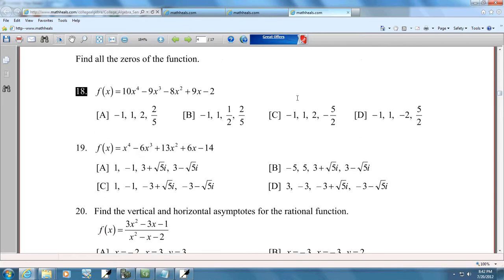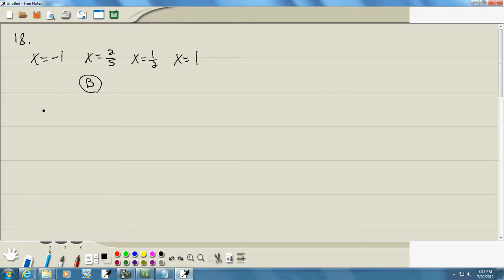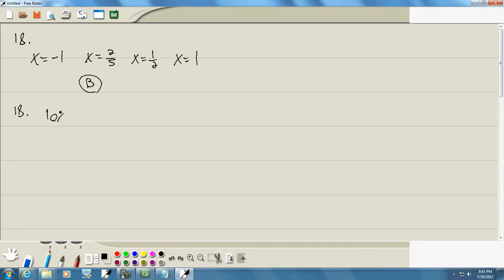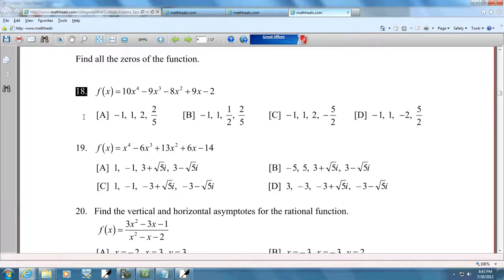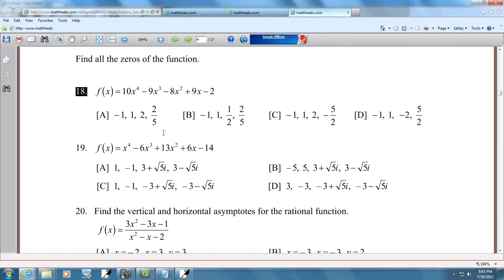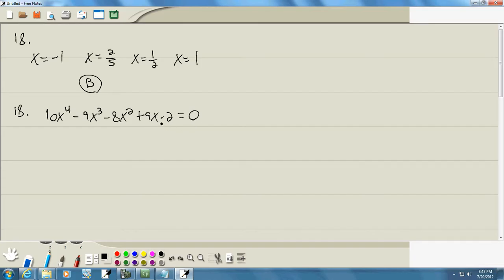Okay, let's show this by hand now. So I'm going to work it again. I have 10x to the fourth minus 9x to the third minus 8x squared plus 9x minus 2. And we're trying to find the zeros of the function, so I set it equal to 0. Now, this number here at the end is going to be our p, and the number at the very beginning is our q, assuming it's in standard form.